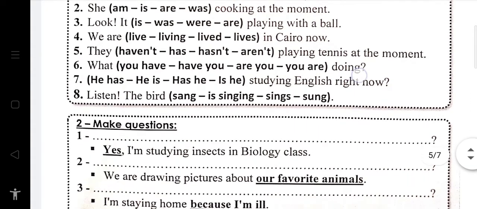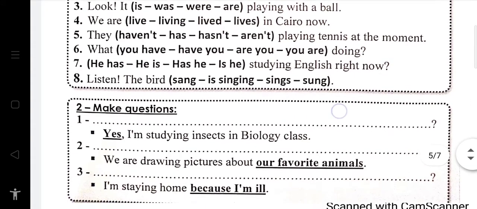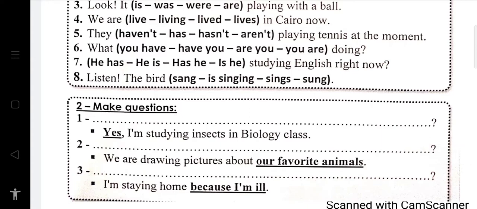Let's go to another kind of question, which is make a question. The first one: yes, I'm studying insects in biology class.